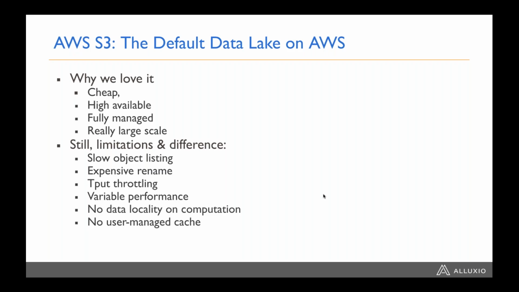First of all, everyone nowadays has heard about AWS S3, because this is almost the default data lake on AWS. Everyone loves it because it's very cheap, always highly available, and fully managed. You don't have to do any maintenance work around S3. You just always get capacity and use it. And it can scale to a very large scale because Amazon is behind running this service for you.